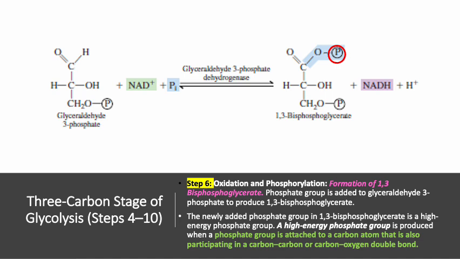As we discussed previously, a high energy phosphate group is produced when a phosphate group is attached to a carbon atom that is also participating in a carbon-carbon or carbon-oxygen double bond. Also in the structure here, it is hard to see, a squiggle notation is added in writing the structure of 1,3-bisphosphoglycerate, indicating a high energy phosphate group. As you can see also here, the byproducts of step 6 are NADH, a reduced form of NAD, and also a hydrogen atom.